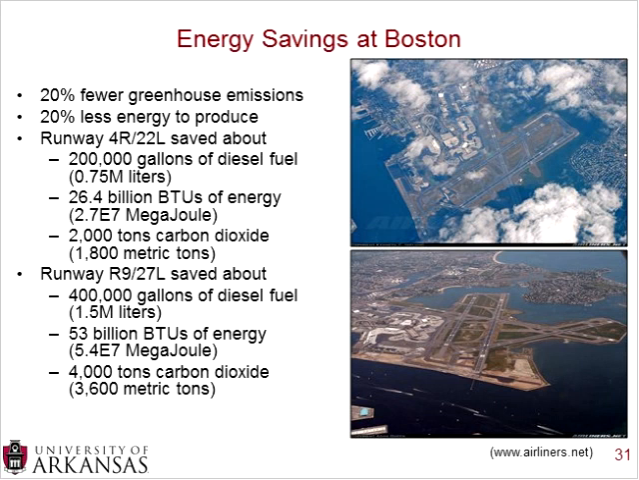Now, if you'll notice, the second project was about twice as big. I shouldn't say twice as long, but they did the full width of the runway. So they saved about double of that: about 400,000 gallons of diesel fuel, 53 billion BTUs of energy, and 4,000 tons of carbon dioxide reduction of emissions.